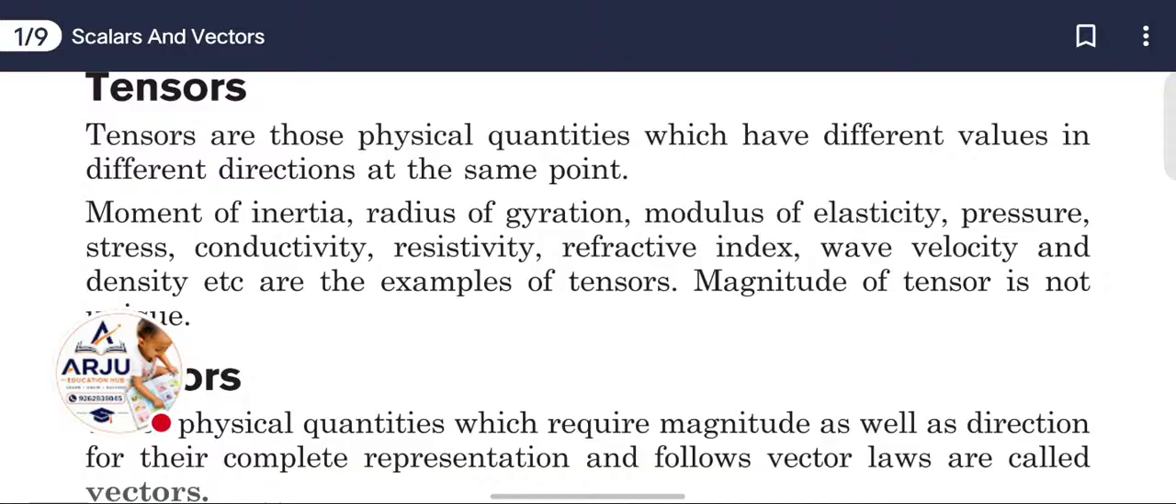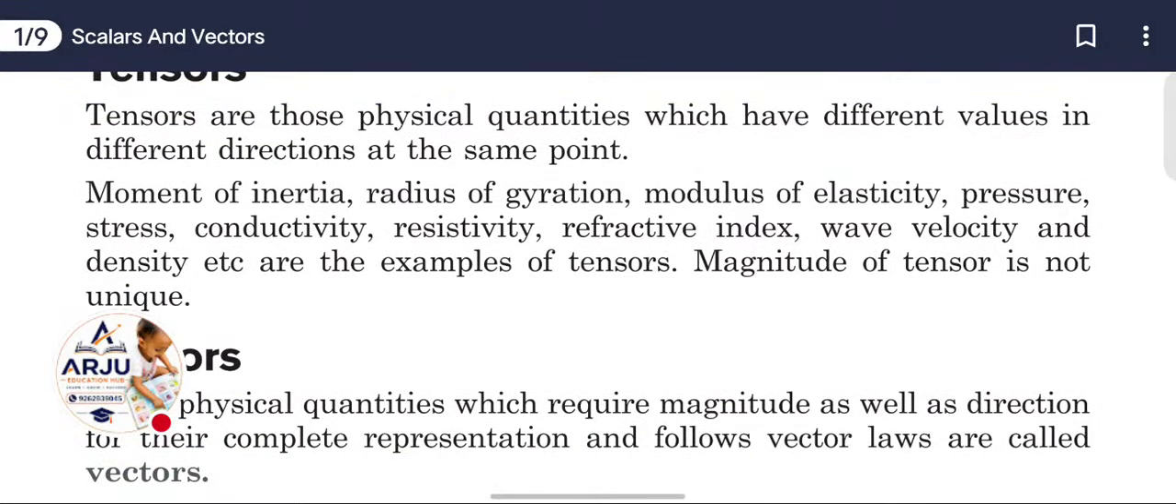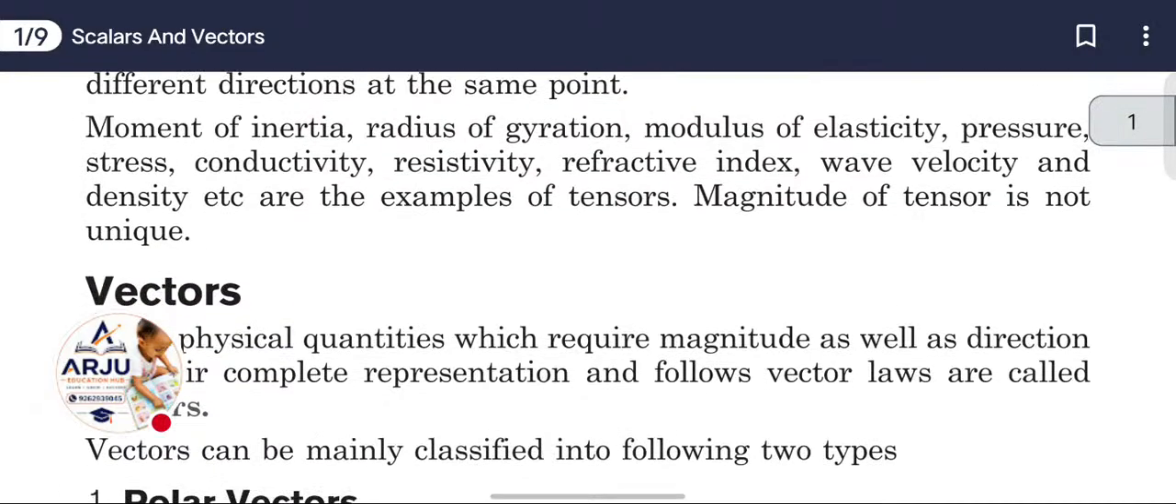Magnitude of a tensor is not unique. So here in the tensor, whatever the physical quantities are, which have different values as well as different directions at the same point, that is known as a tensor. And examples are moment of inertia, radius of gyration.